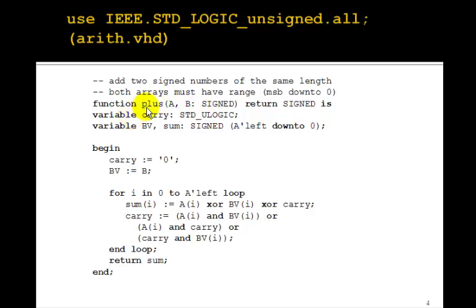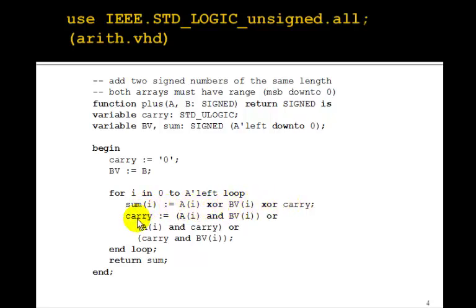But look how they actually implement it. This plus function, they make a variable bv, which they're going to set to b down here, and sum, and they're signed a'left down to 0. So a'left means the most significant bit. And then they just have a for loop for i in 0 to a'left, that's however many bits you have. Sum sub i is a(i) exclusive OR with bv(i) exclusive OR with the carry. Well, that's just our logic equation that we derived for the sum.